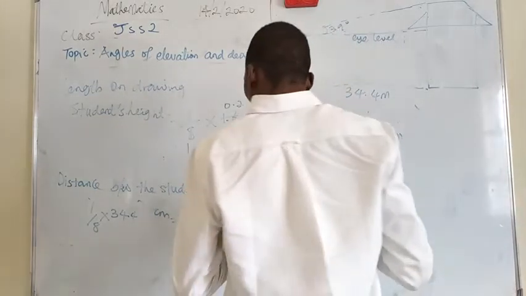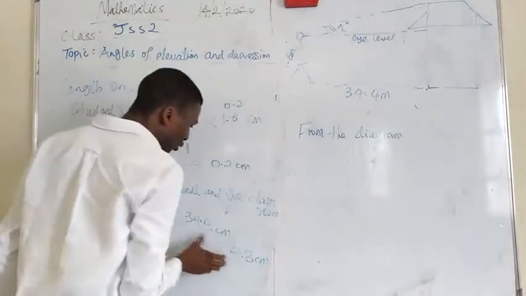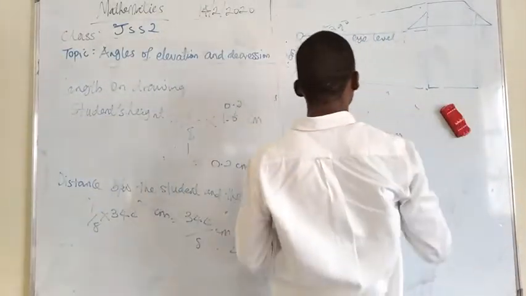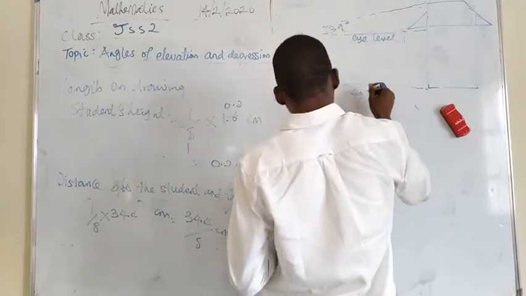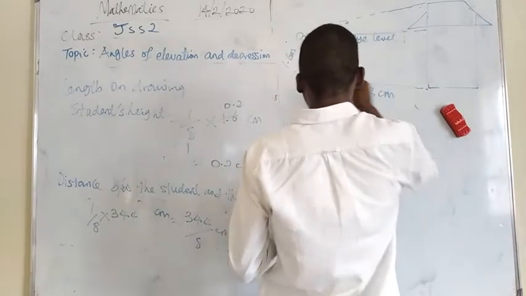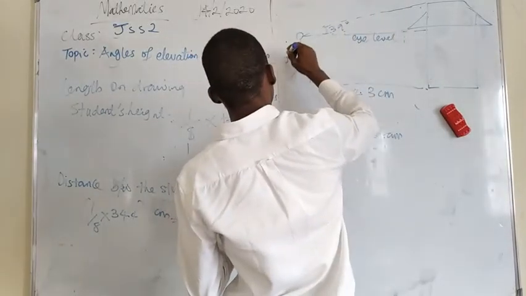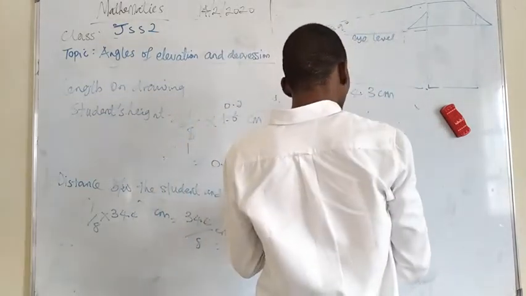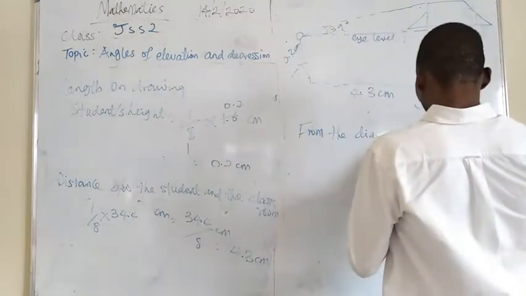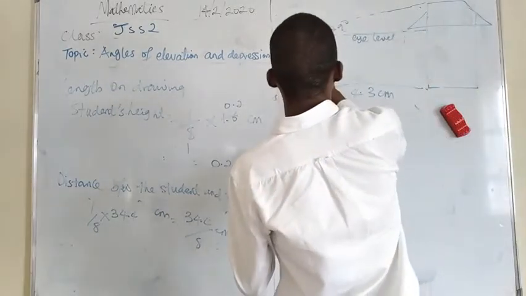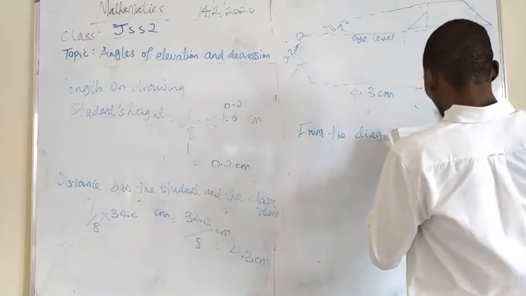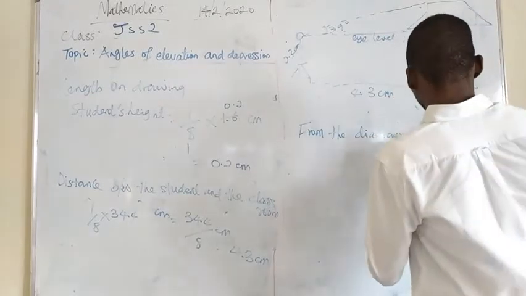From our diagram, here our 34.4 is now 4.3 cm. So here we now have our length of drawing, 4.3 cm. Here it becomes 0.2 cm. Our 39 degrees remains constant. Between the eye level and the tip of the house, we call it the height.